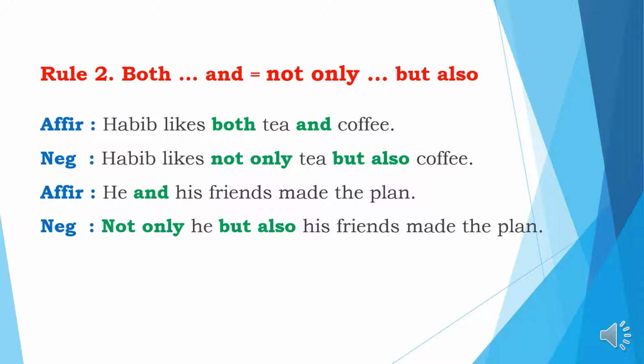And for this reason, the negative form of this sentence becomes not only he but also his friends made the plan. That is, we have assumed that both is there before the subject, and that's why we have used not only before the subject, and instead of and we have used but also. There is no other change in this sentence.